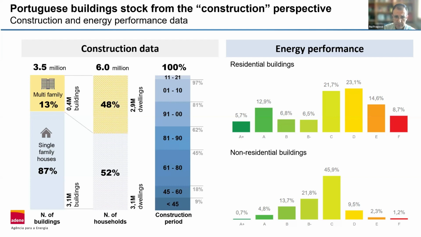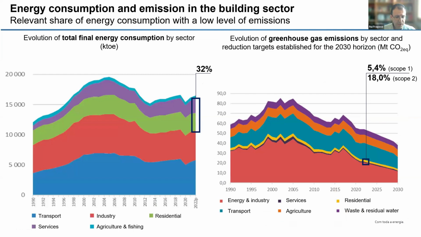In terms of energy consumption and emissions, we can see that we have quite an important share of energy consumption in the building sector. So around 1/3 is actually consumed in buildings. But when we look at the gas emissions, the building sector in Portugal is responsible only for a little over 5% if we take only scope 1 into consideration, or 18% for scope 2.